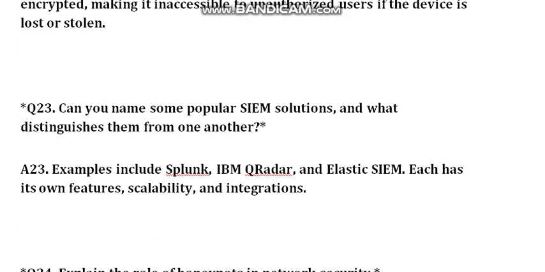Can you name some popular SIEM solutions and what distinguishes them from one another? Examples include Splunk, IBM QRadar, Elastic SIEM, even LogRhythm, Exabeam. Each has its own features, capabilities, and integrations.